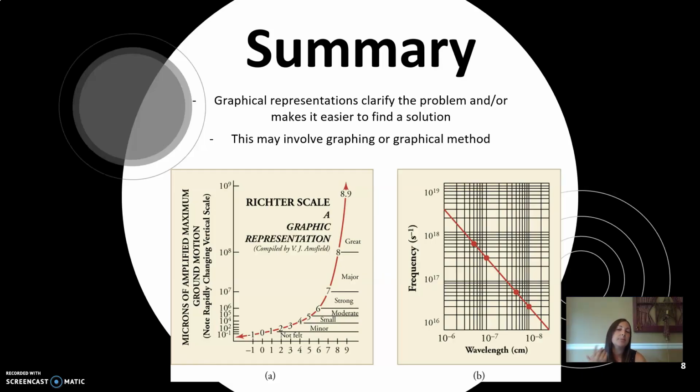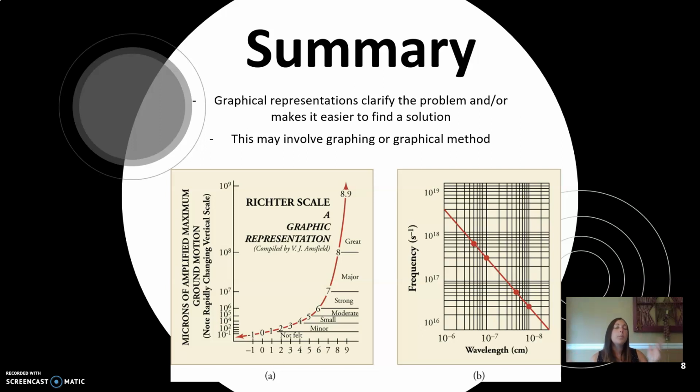So really, just in summary, graphical representations clarify the problem and make it easier to find a solution. This may be with graphing, as we've seen, or it may be with a graphical method. Even something like this, I can look at and say, hey, we're looking at v equals lambda f, a wave property. Somebody in math may look at the same thing and say, hey, that's a logarithmic function. We can look at a real life example of a logarithmic function because we have that graphical representation.